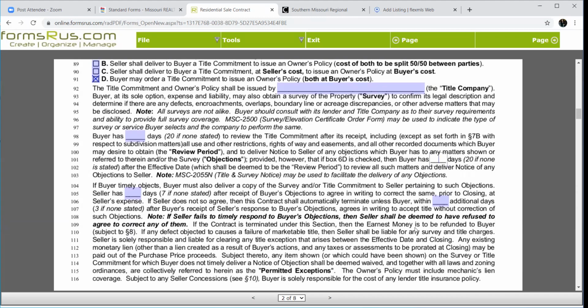So if there are any objections on that survey or on that title, so we get a title commitment back and it has a $500 lien from the city for mowing the ditch. So buyer says, I don't want to be saddled with that $500 lien, so I put on this form, MSC 2055N, title and survey notice, that this needs to be fixed before closing. Okay. The seller's then got 7 days to respond to us. I think you don't need to change that time period. I think it's fine because they are either going to do it or they're not going to do it.